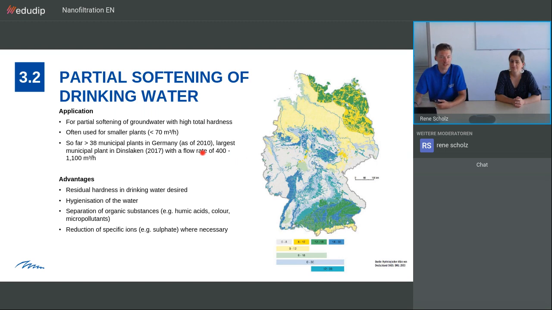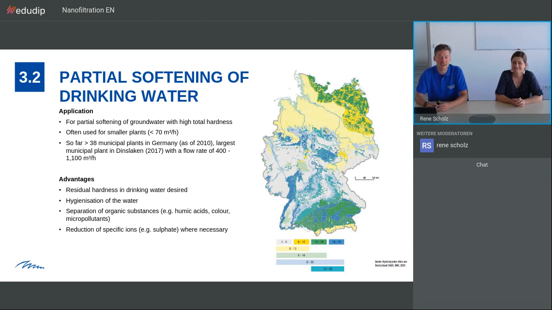All right, so we are using nanofiltration for partial softening of groundwater with high total hardness, and it is often used for smaller plants, so below 70 cubic meters per hour. This is really big for us, but for municipal plants, probably relatively small. Exactly, yes. So far we have over 38 municipal plants in Germany as of 2010, and the largest one is in Dinslaken. It's a town in Germany, and was built or expanded in 2017 with a total flow rate of up to 1,100 cubic meters per hour. So it's a really huge unit, but not from Herco, unfortunately. We would have liked to build that.